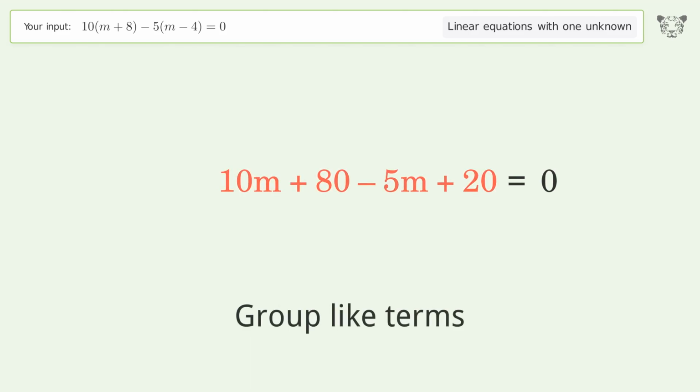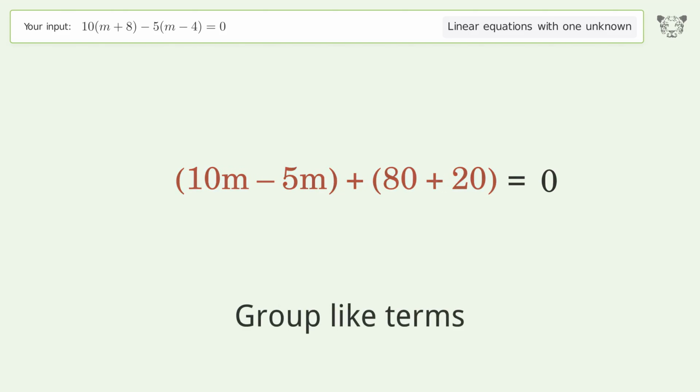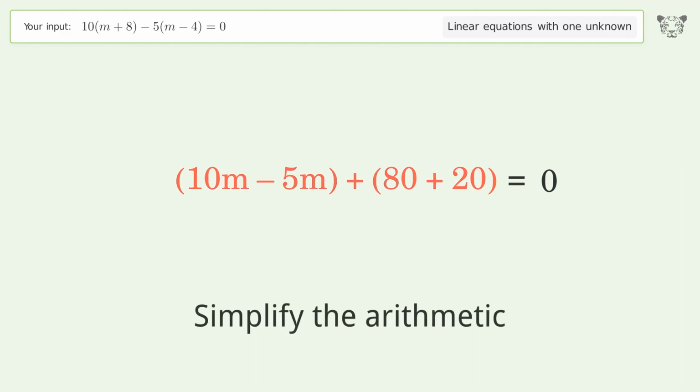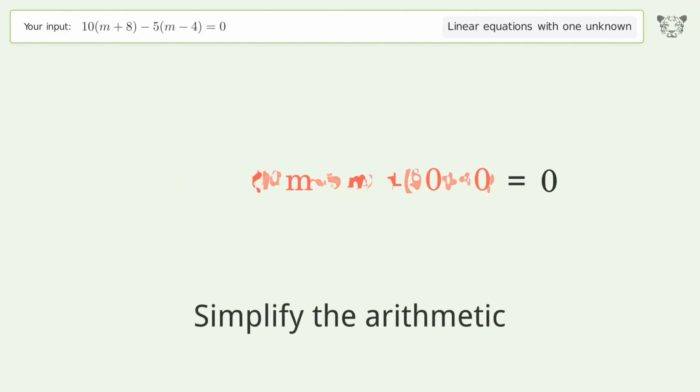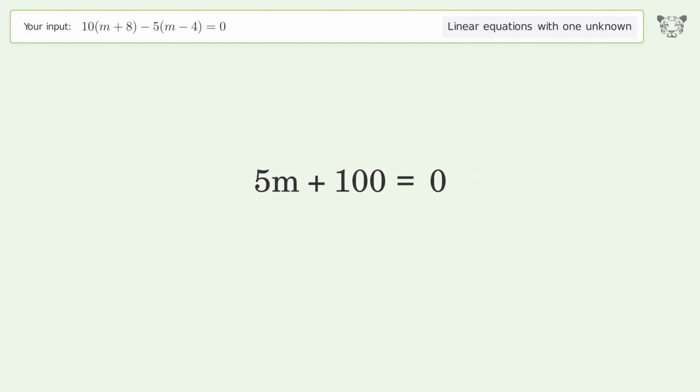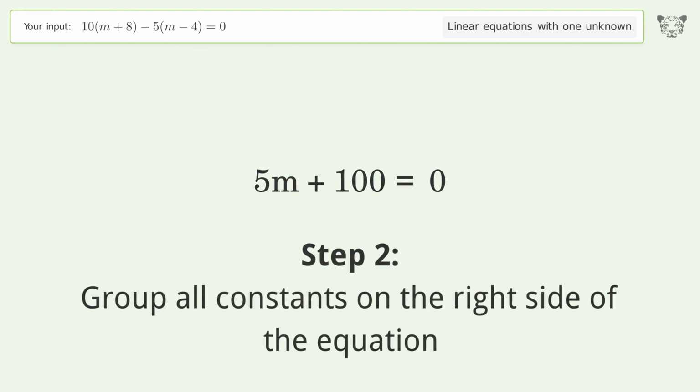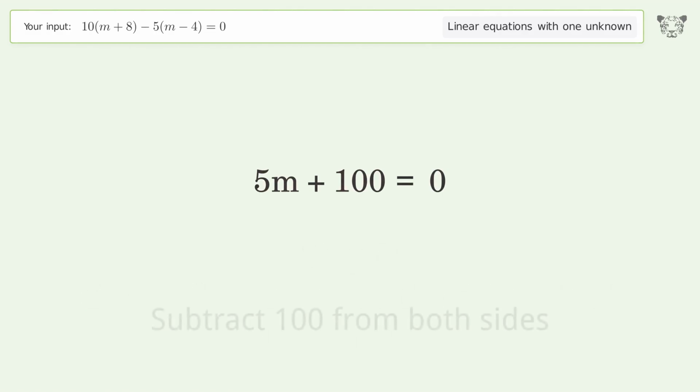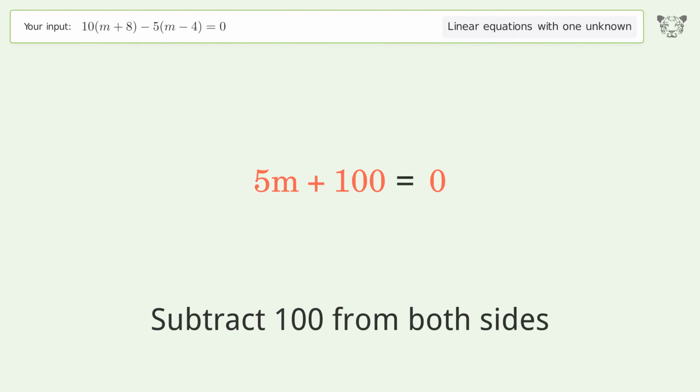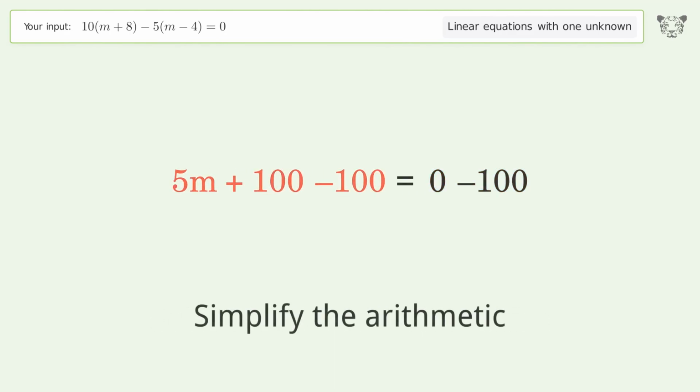Group like terms. Simplify the arithmetic. Group all constants on the right side of the equation. Subtract 100 from both sides. Simplify the arithmetic.